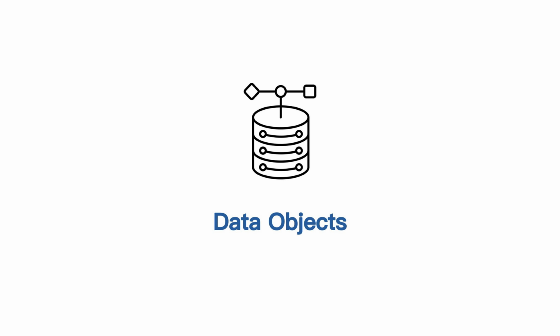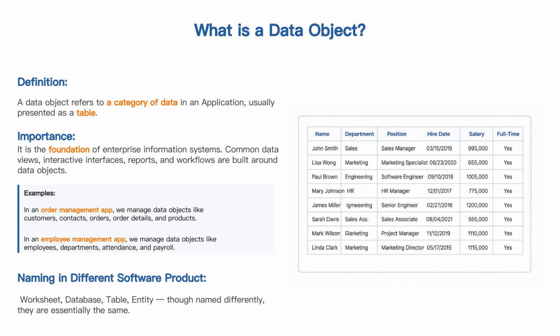Next, let's discuss the first core question. Which data objects need to be managed? In an application, the data objects we refer to are collections of data of the same type, typically presented in the form of tables. These data objects are crucial in an application. The various interface displays, interactive features, business processes, and statistical reports we commonly see are all centered around data objects. For example, in an order management application, we typically manage customer information, contacts, order details, order line items, and product information, among others. These are data objects.